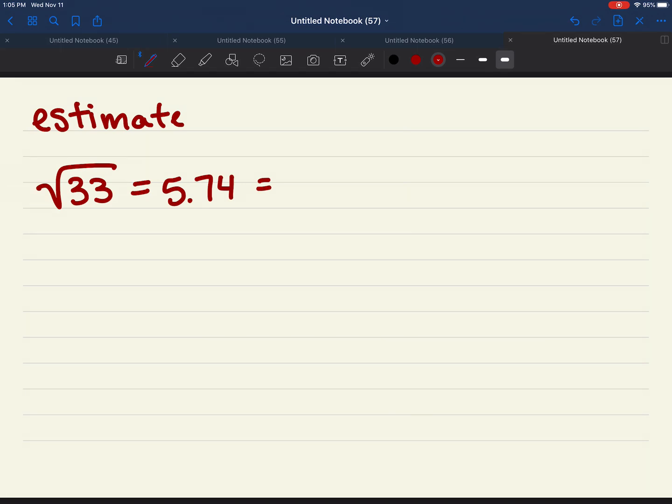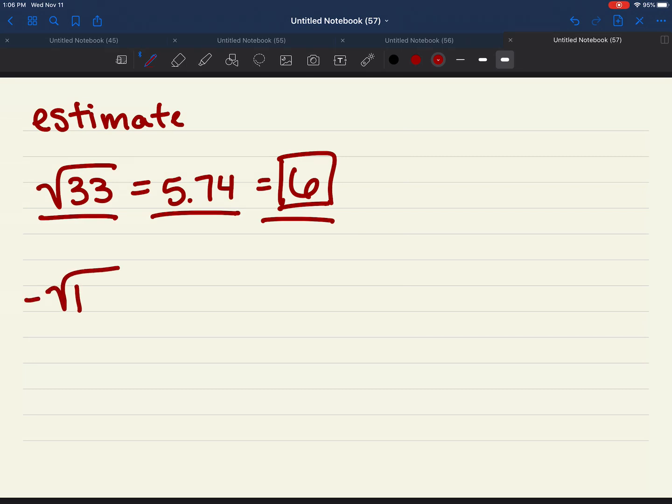No, just look at it. What would you estimate 5.74 to? What's the nearest whole number? 6. Yeah. Okay, so when it asks you to estimate, what 3 things do you think I want you to write on your paper? The problem, what you got when you typed it in your calculator, and then what you get when you estimate.